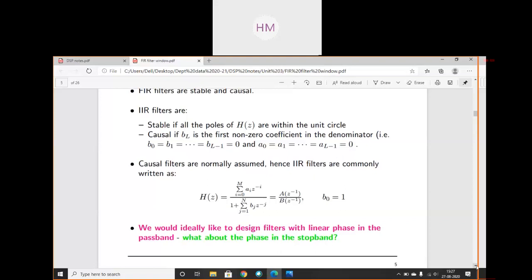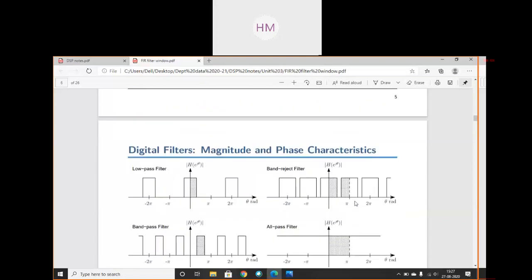Is it okay? And B0 is equal to 1. So now we'll start. Anything you want to ask?